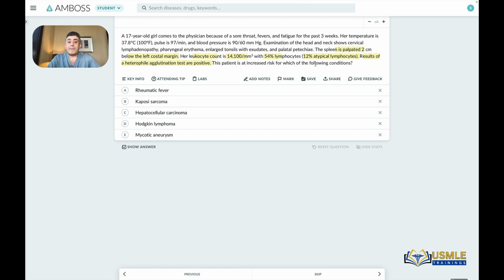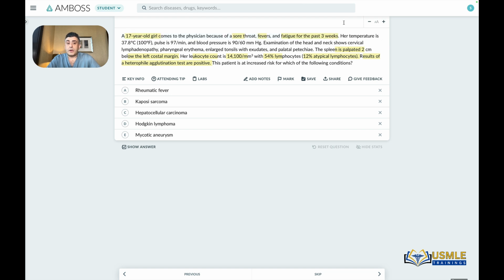So, typically, reading these lines, you should have an idea what this means. If you do not, it's okay. Let's go to the top and read the scenario, because now they're going to present to us a case. The case will have enough information for us to figure out what this poor girl has. So 17-year-old girl, right? She comes in because of a sore throat, fever, and fatigue for the last 3 weeks.